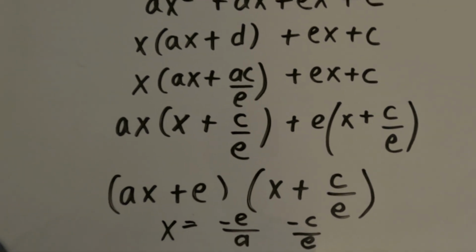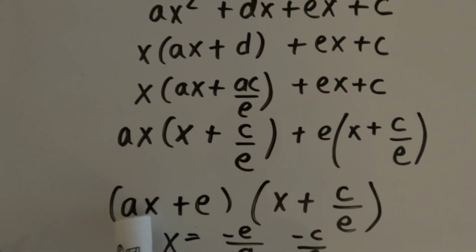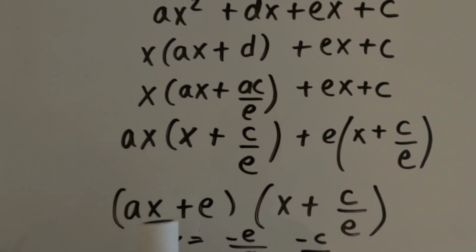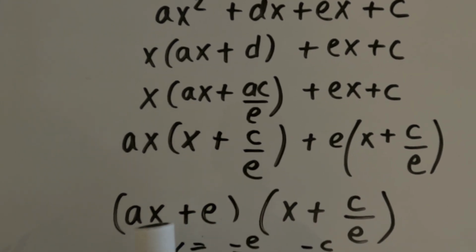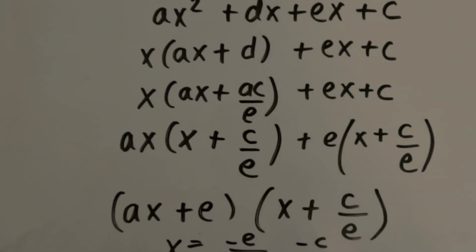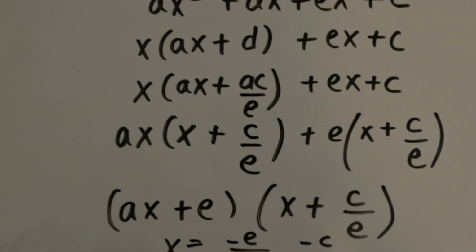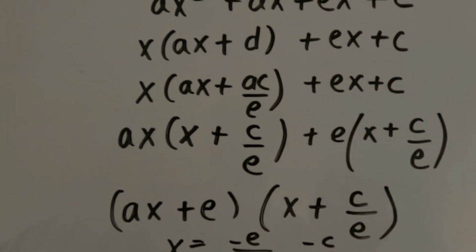Now, one thing I want you to pick up on here is that a is appearing in one of these factors, but it's only appearing in one of them. As you would expect, you wouldn't expect it to appear in both of them because then you would have an a squared.